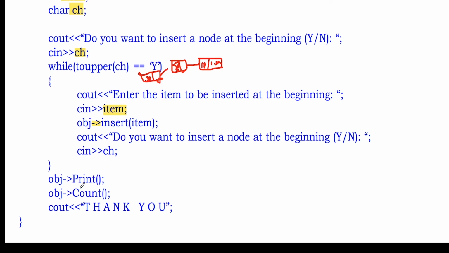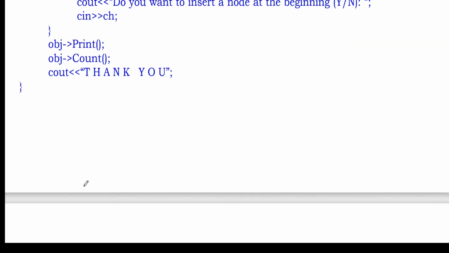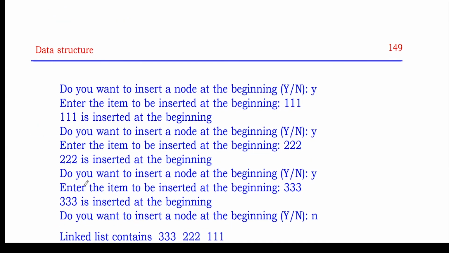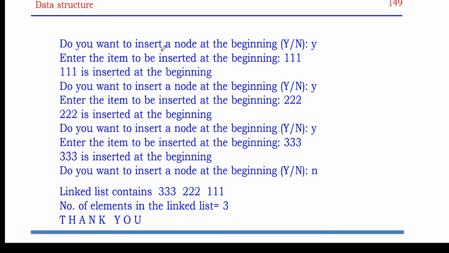So this is how we do the insertion algorithm. I think it's very simple, and we'll continue with the next one. This is an example they have given here. Do you want to insert the node at the beginning? Yes, you press Y. Yes means, enter the element to be inserted. So 101 is inserted at the beginning. So this is created like this.